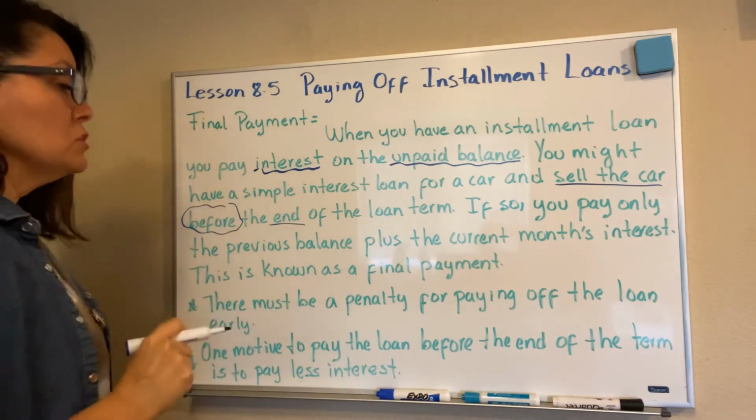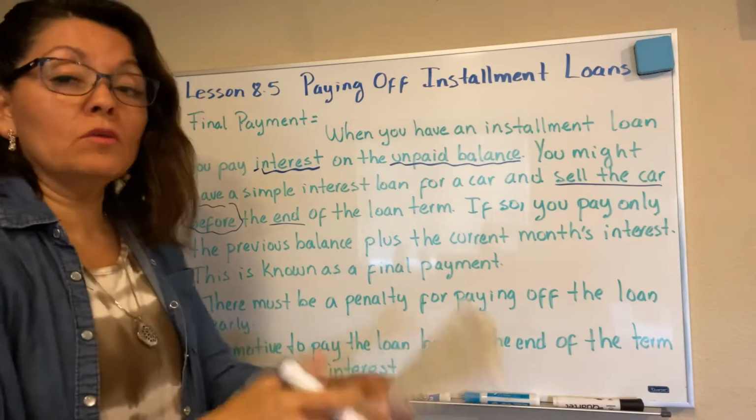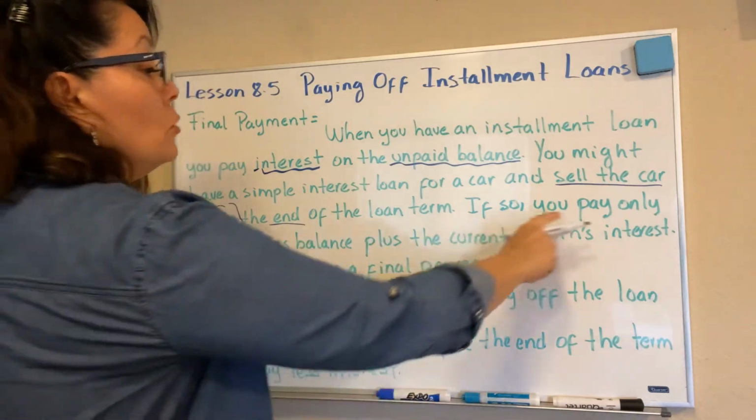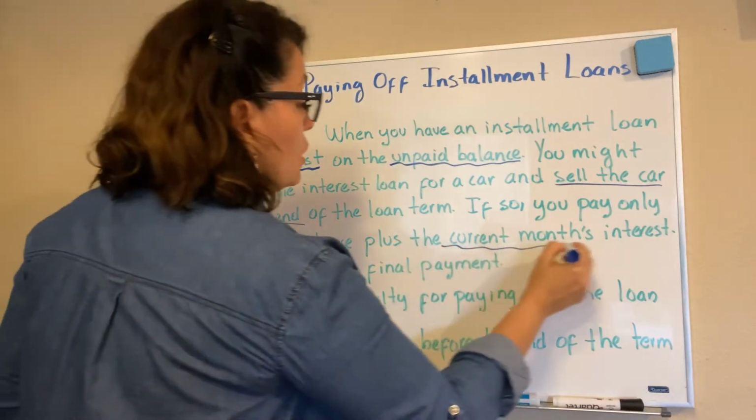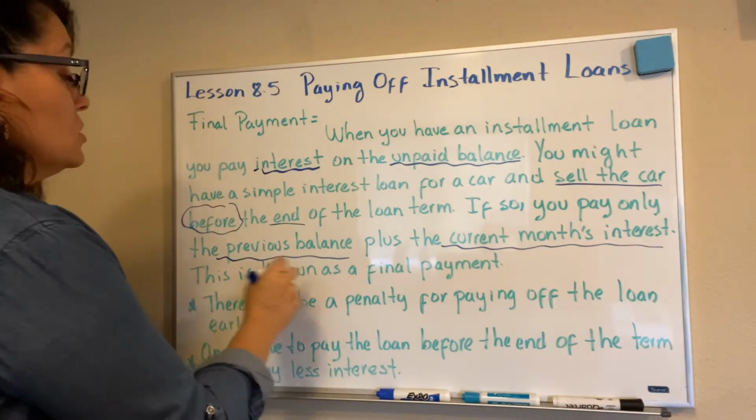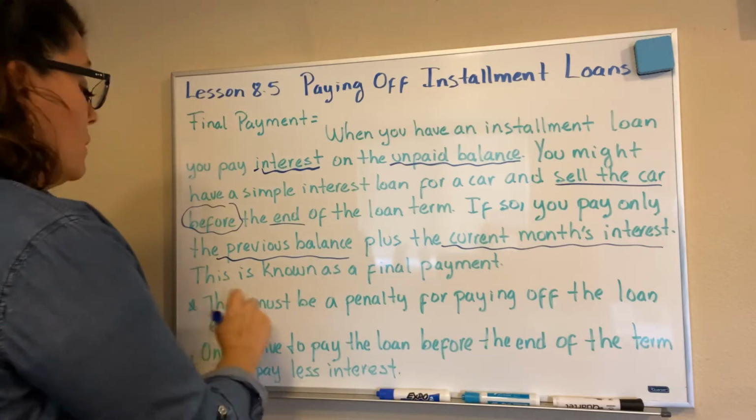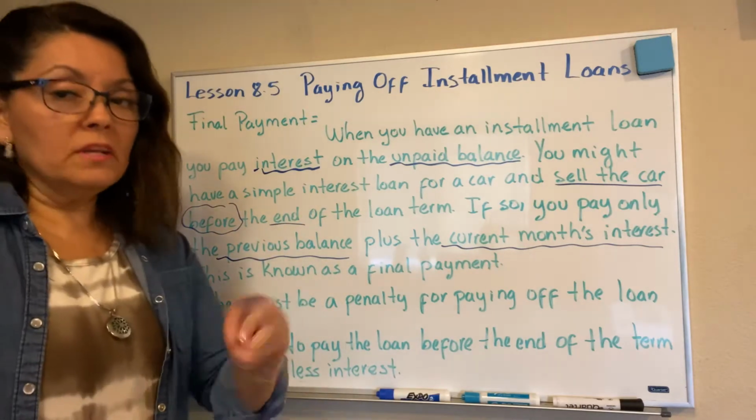I'm going to explain to you why. If you sell your car before you finish paying, you pay only the previous balance plus the current month's interest, okay? So this is known as the final payment. There must be a penalty for paying off the loan early, but it's not that much.